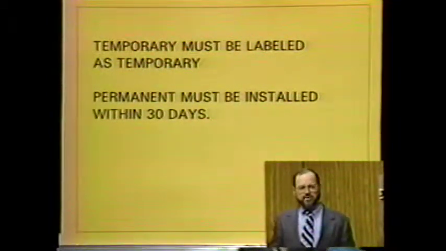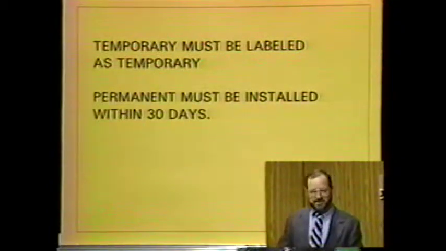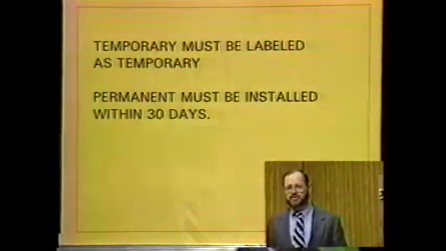Furthermore, if a temporary system is to be used in some way, it must be labeled as temporary, as you see here. You have to label it as a temporary radon mitigation system, and you have 30 days within which to install a permanent system from the time you install the temporary system. 30 days. So these are the kinds of things we need to remember for purposes of the RMP exam.